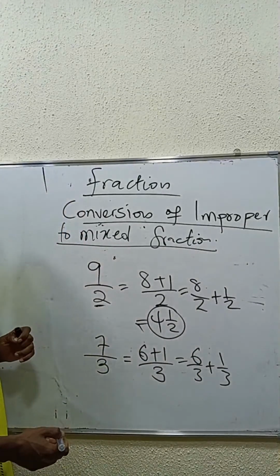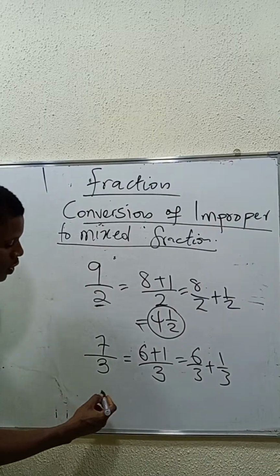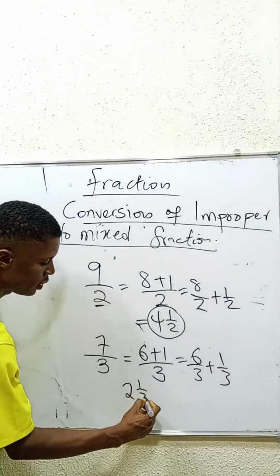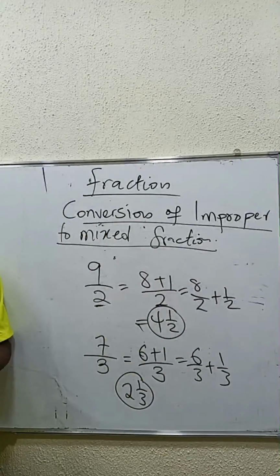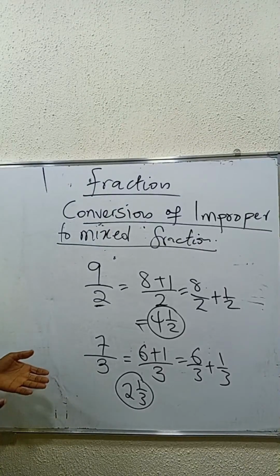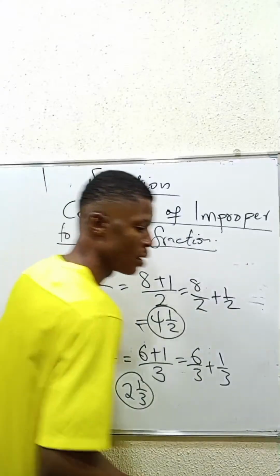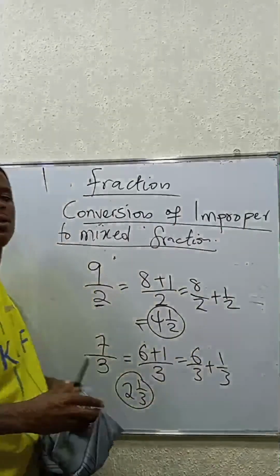6 over 3 is what? 2, right? So you have it as 2 wholes 1 over 3. And that's the answer. Very easy, cheap, and fast to do. Okay, let's take a look at another one.